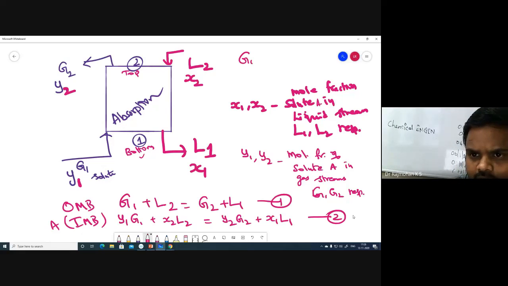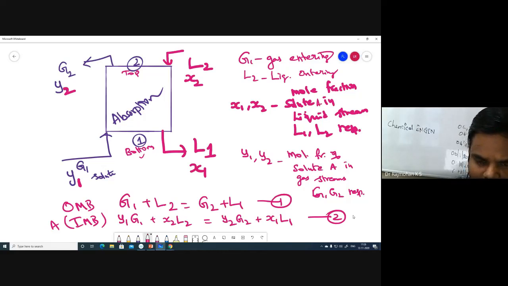G1 is the gas entering the system, L2 is the liquid entering the system, L1 is the liquid leaving the system, and G2 is the gas leaving the system. So with this, we will be able to solve the numericals in absorption.